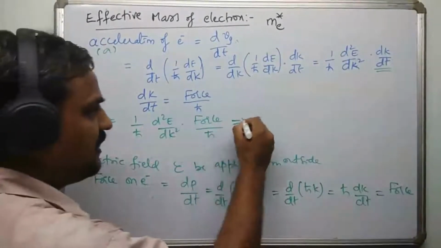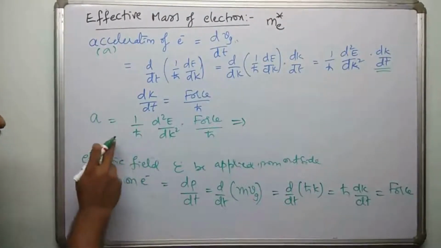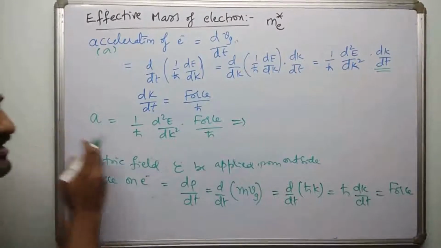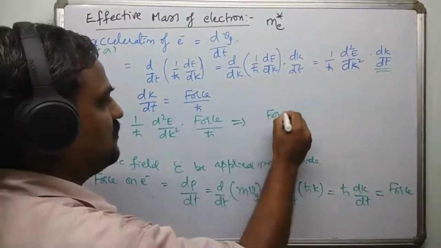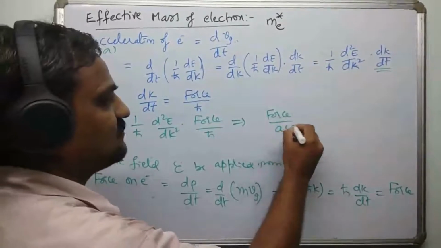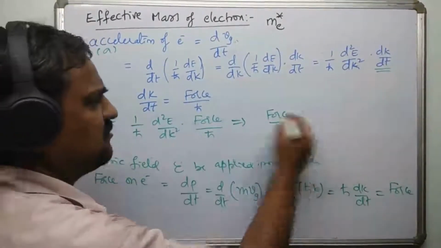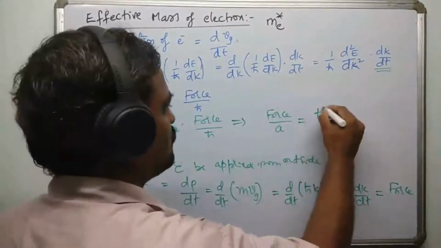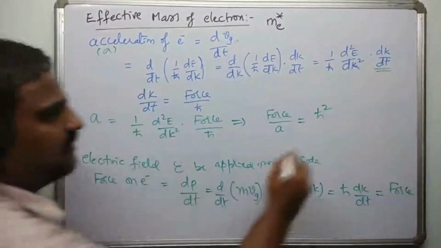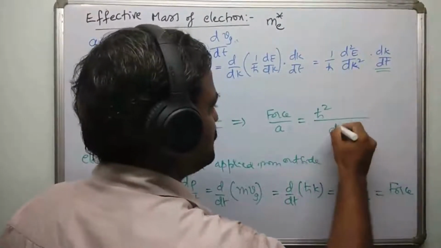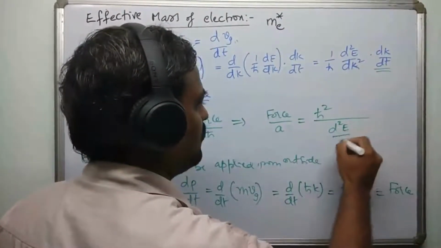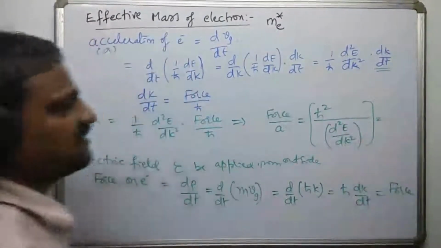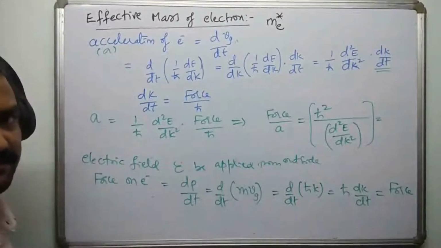Further, I'll bring the acceleration here, and bring the rest of the terms to the left hand side. So force divided by acceleration a is equal to h cross square, since h cross goes to the other side, divided by d square E over dk square, the second order derivative. This is the surprising result. What is force divided by acceleration? Is it not the mass?